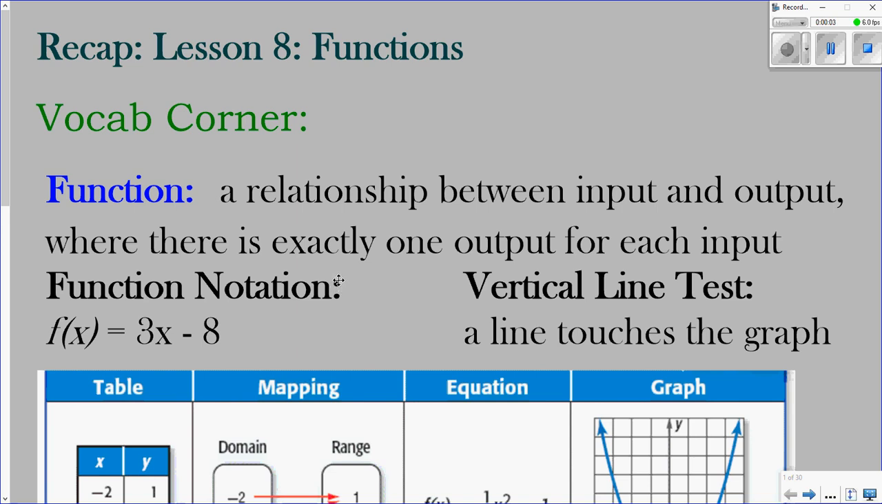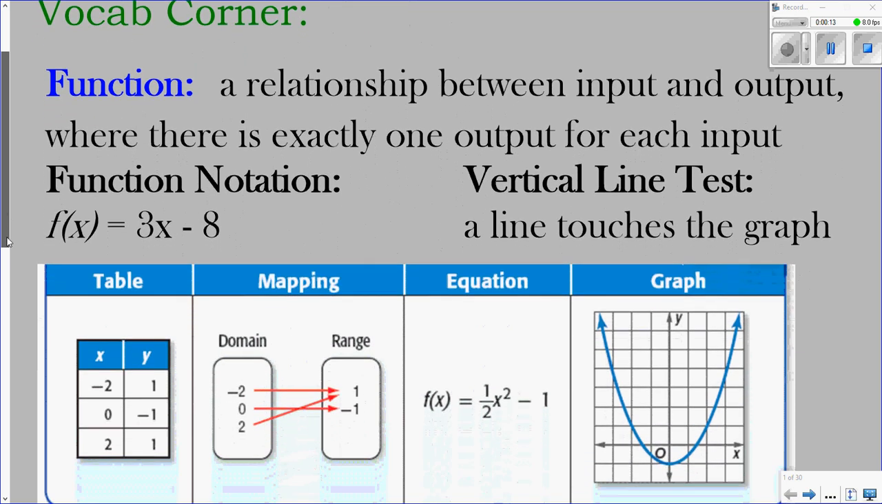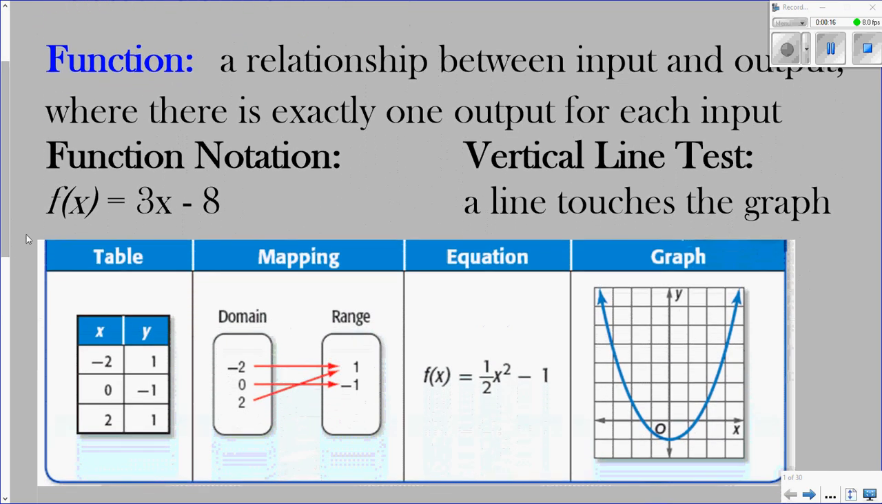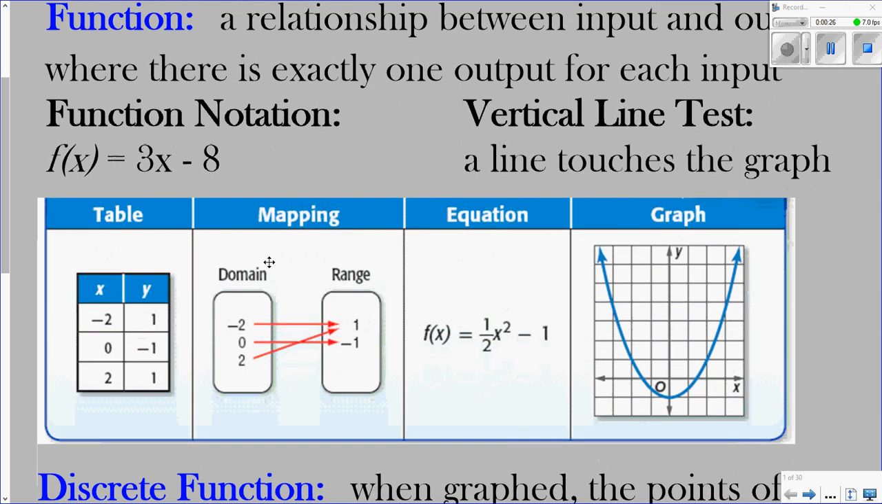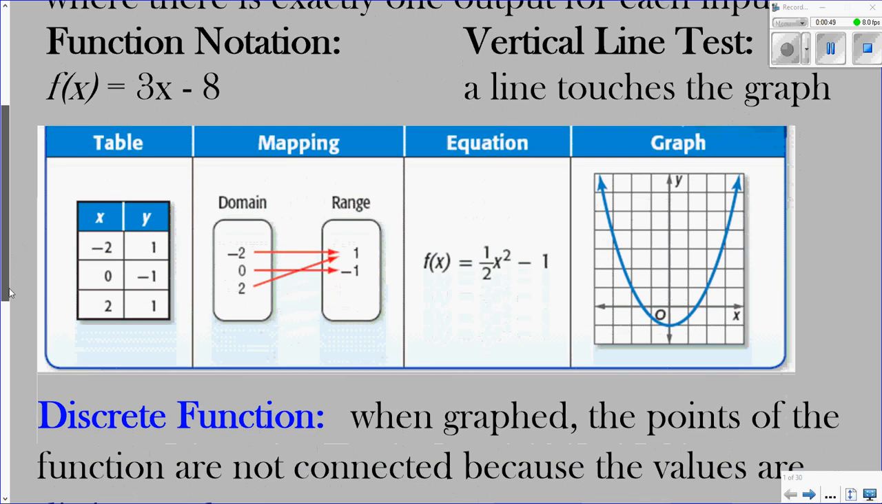Before we go on to our last lesson for Unit 1, we're going to do a recap of Lesson 8, which is function. So if we look at our vocab corner, we learned about function, which is a relationship between the input and output, and there is exactly one output for each input. And we learned the notation for function, which is f of x, not f times x or x fx, it's f of x. And the vertical line test, which helps you to see if the graph is a function or not. If it hits the graph once, then that means it is a function. If it's more than once, then it's not a function.